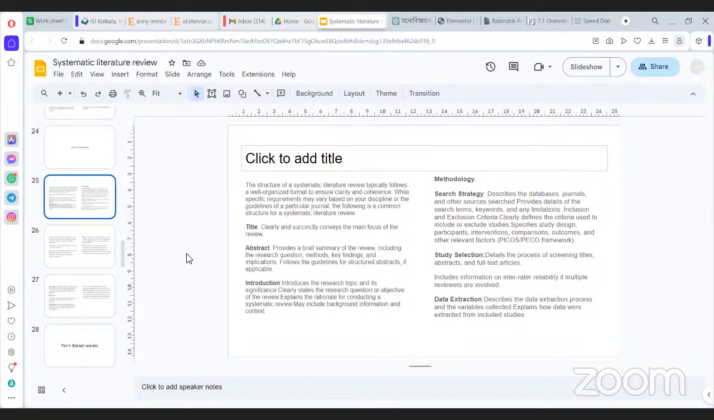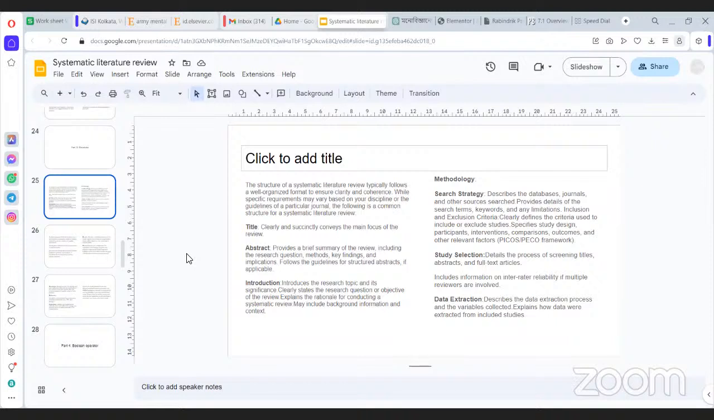So when you do research based only on the case study, that is the baseline. But top quality is the systematic review of literature. Why? Because it follows evidence-based research. It follows the PRISMA model, which I will cover later on. And this is the title.